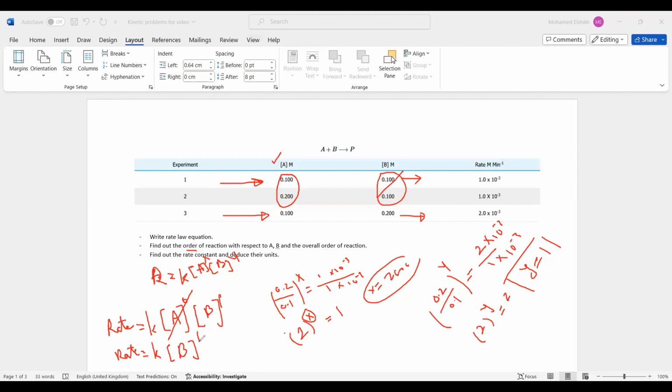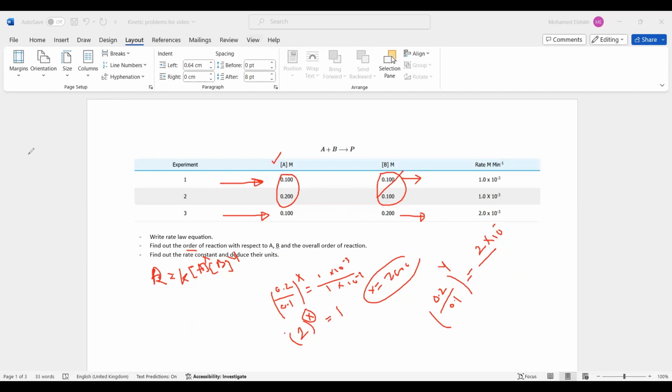And now we want to find out the rate constant, and also we want to find out the units. Okay, to make some space.